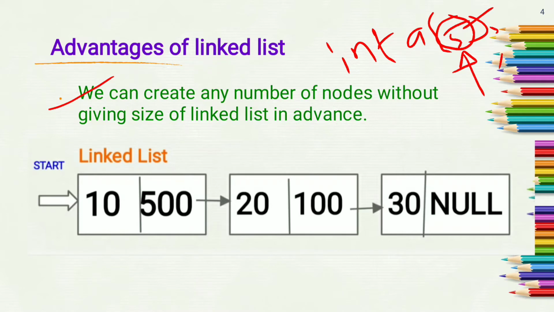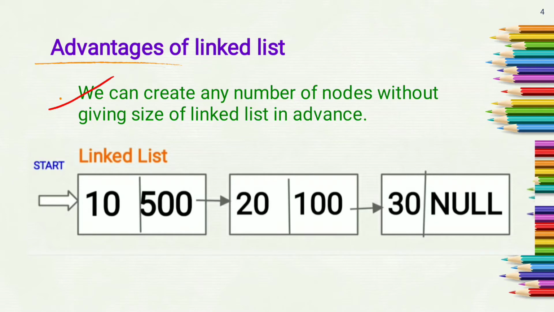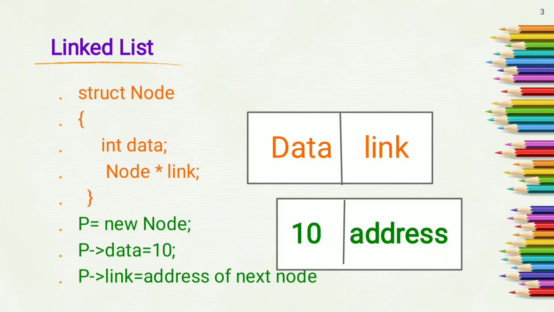So to remove this drawback, we use linked list where there is no need of specifying size of linked list in advance, because here dynamic memory allocation is used, in which nodes are created at runtime with the help of new operator in C++ and malloc and calloc function in C programming language. So when we want to create any node, we have to write p equals new node. By writing this, we can create any number of nodes at runtime.